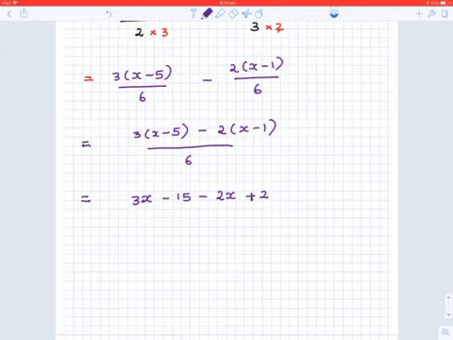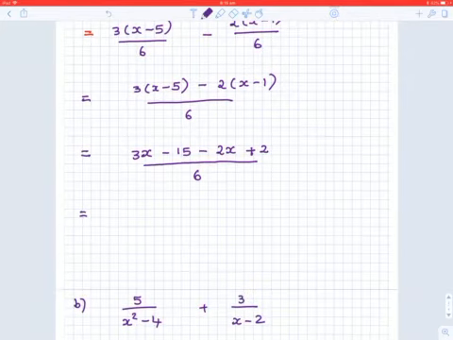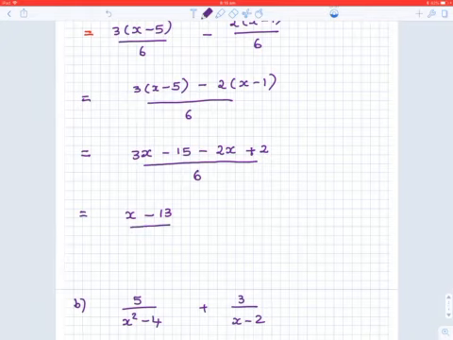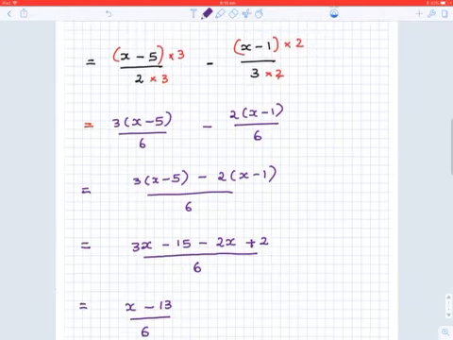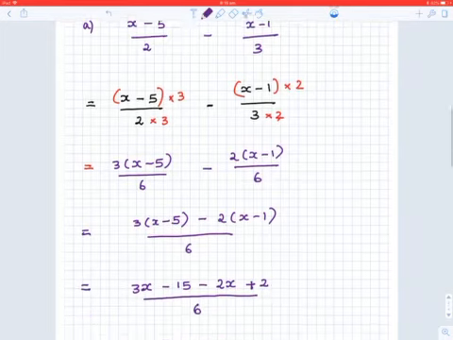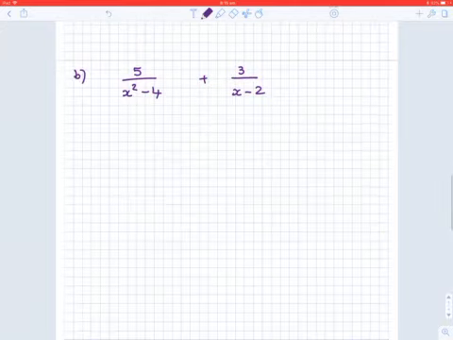And the next one is plus 2. I've seen people make the common mistake of just writing minus 2. It is minus 2 times minus 1, which is plus 2. Divided by 6. Now you have to collect the like terms in the numerator. 3x take away 2x is x. Now minus 15 plus 2 is minus 13, divided by 6. This is your final answer. So this fraction (x minus 5) by 2 minus (x minus 1) by 3 can be simplified as (x minus 13) by 6. Okay. Now we do another question.